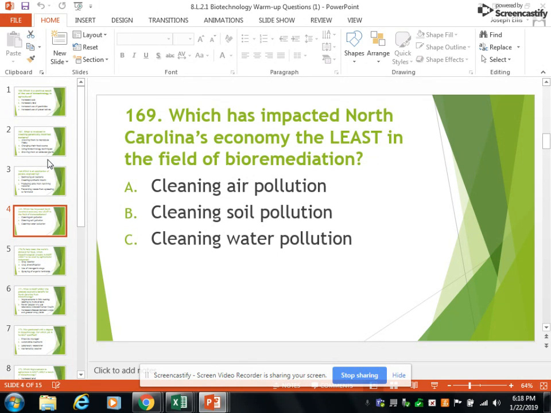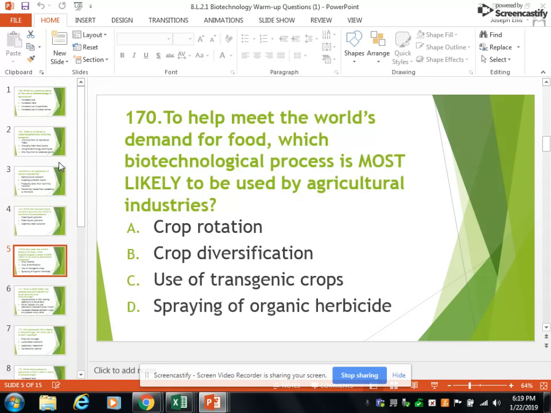Okay, 169. Which has impacted North Carolina's economy the least in the field of bioremediation? Okay, remember bioremediation means the cleaning up, using bacteria to clean up oil spills and that kind of stuff. So think about where bacteria can live. They're going to live in the soil and the water. They're not going to fly. Bacteria don't fly in the air. So the least likely one would be cleaning air pollution, which is A. They'll get the pollutants in soil and the pollutants in water. So the answer should be A for that one.